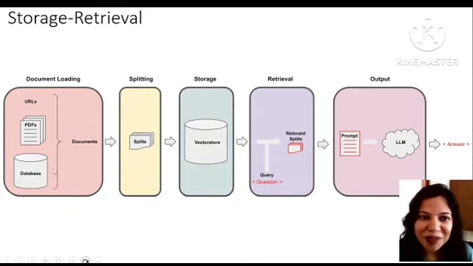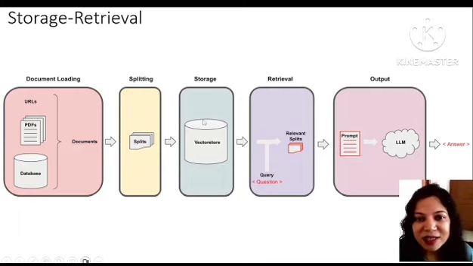So the first step in the process is to load your document. Many varieties of documents can be loaded, like URLs, PDFs, databases, YouTube data, Twitter data, and so on. Once these documents are loaded, they're converted into a standardized format called a document object. The second step in the process is the splitting part, wherein this document object is split into multiple chunks for easy handling.